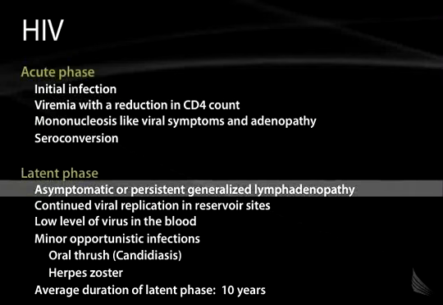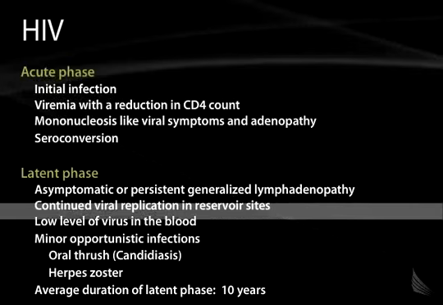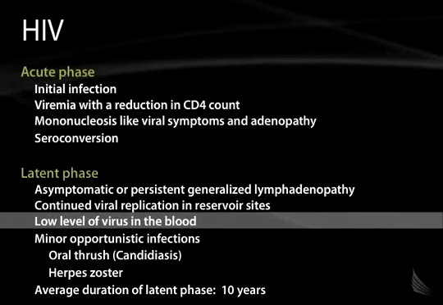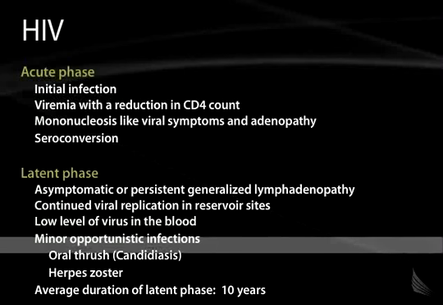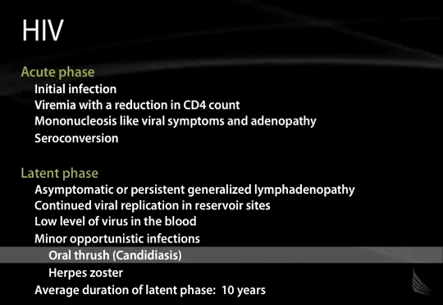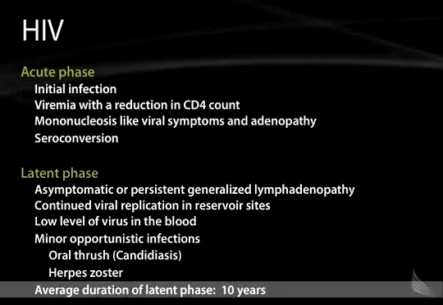The latent phase, the patient can be asymptomatic, feeling well, or perhaps just with a generalized lymphadenopathy that is not noticed unless the patient actually undergoes a physical exam in the doctor's office. There continues to be viral replication in reservoir sites, including the tonsils, but there will be low levels of virus within the blood. At this point, the patient may begin to develop various minor opportunistic infections that may indicate that there is some sort of defect present within their immune system. Hence, you may see a patient who, for some reason, has suddenly developed thrush, the presence of oral candidiasis, or perhaps has a reactivation of herpes zoster. The average duration of this latent phase can be up to a decade.